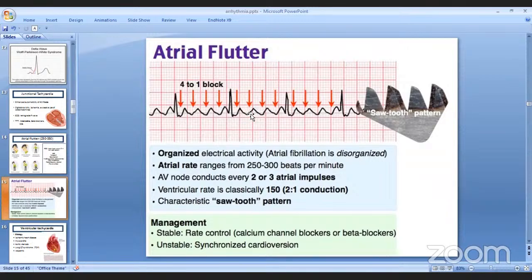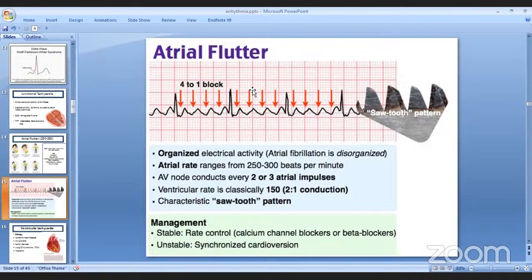P waves denote atrial depolarization, which means the atria are contracting really hard. But the AV node has a very important superpower: its power is to filter excess electrical activity. Whenever the atria throw excess electrical activity, the AV node filters it. So after four atrial contractions there is one ventricular contraction.